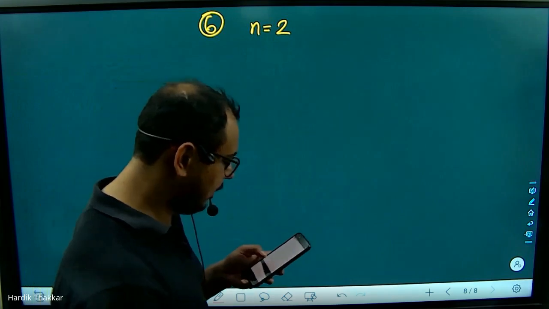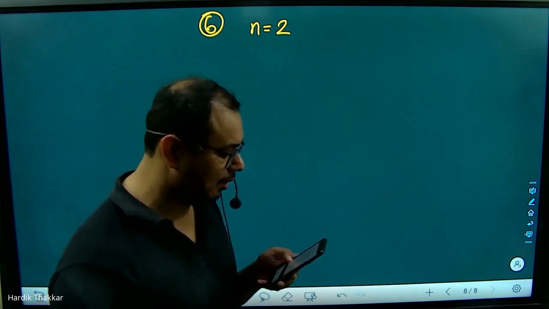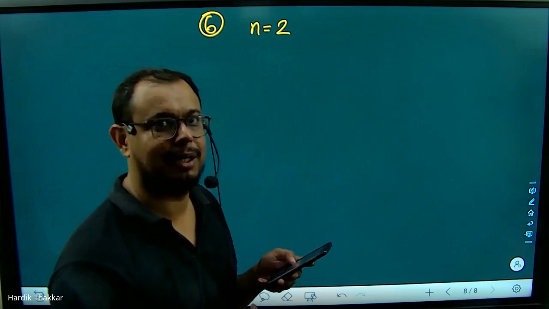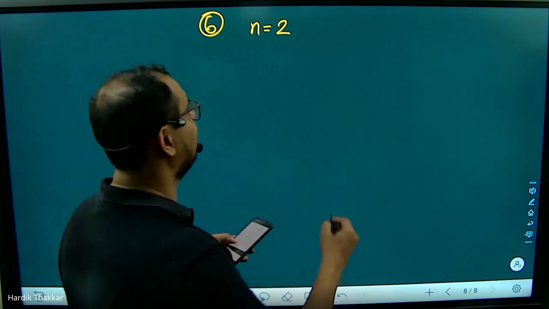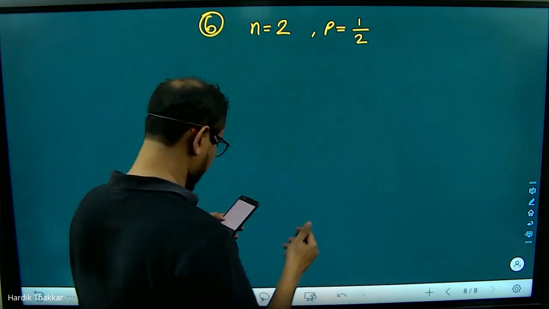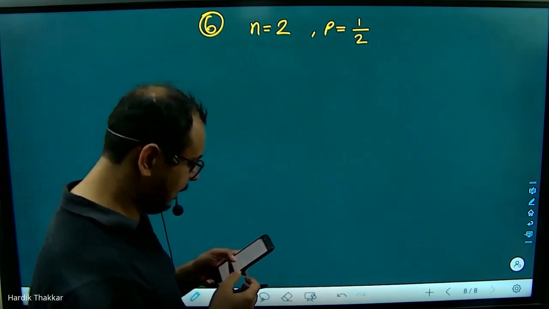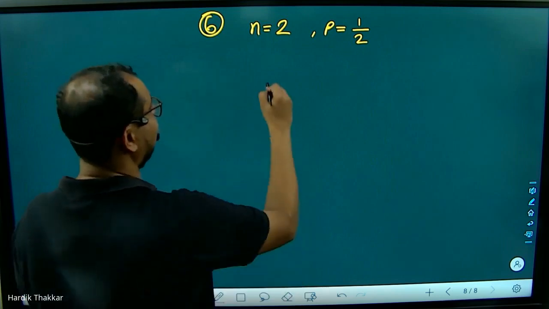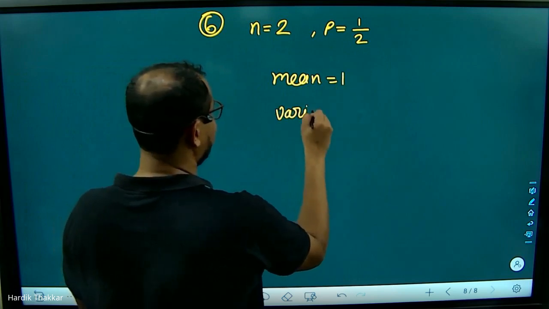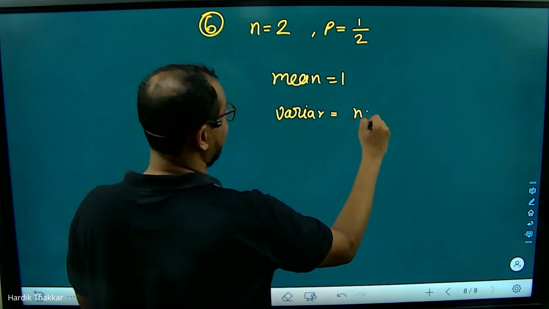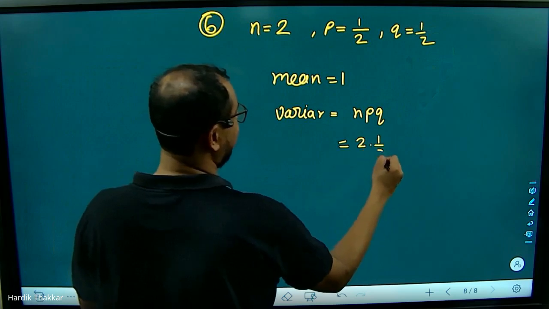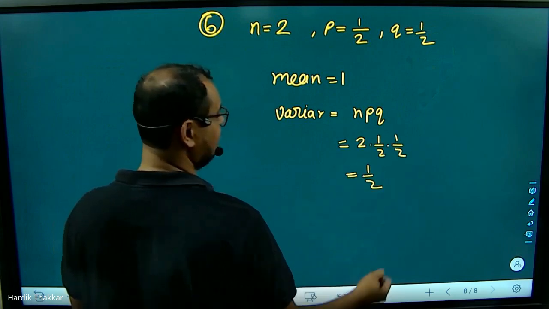Now here the success is defined as getting an odd number. So in a single throw, the probability of getting an odd number is 3/6, that is 1/2. So probability of success P is equal to 1/2. Now the question is, determine the mean and variance. So the value of mean will be 1. And the value of variance is equal to NPQ. So the value of Q will also be 1/2. So here 2 into 1/2 into 1/2, and you will get 1/2 only.